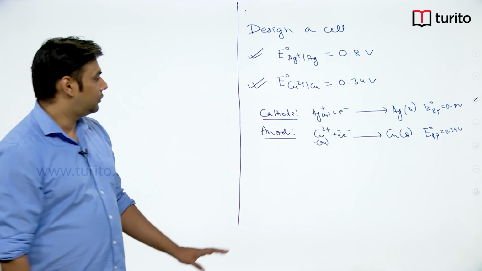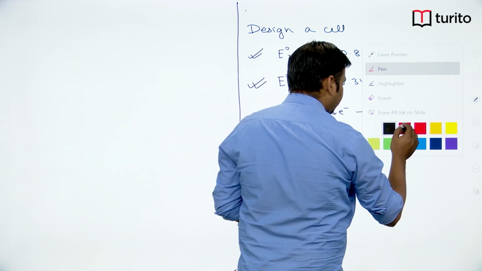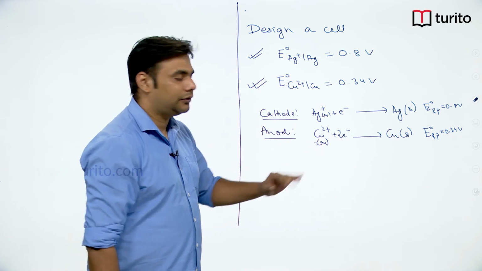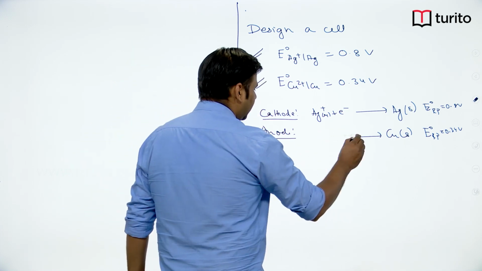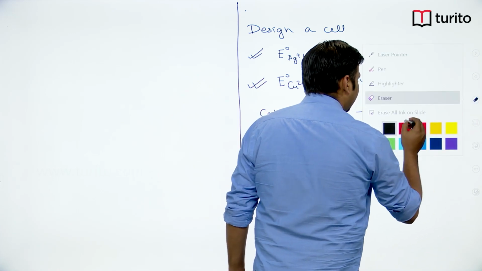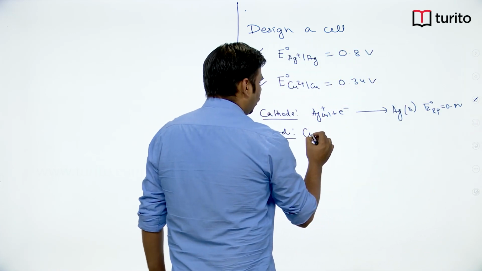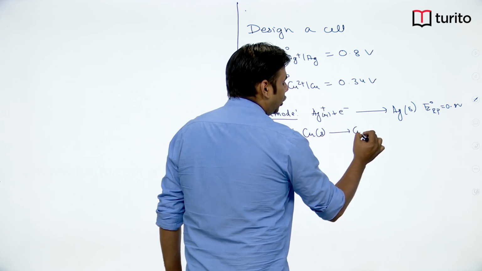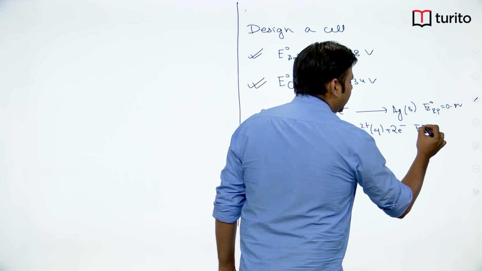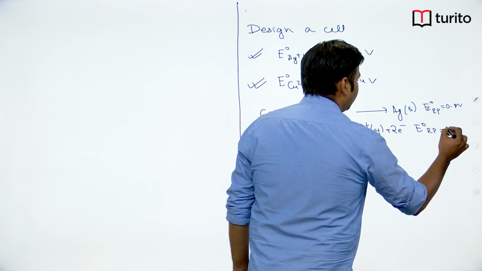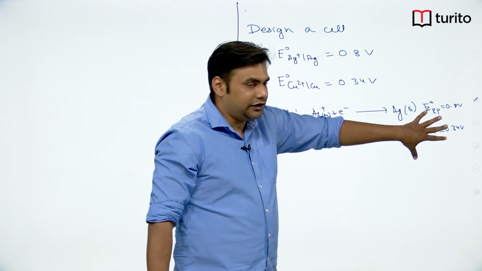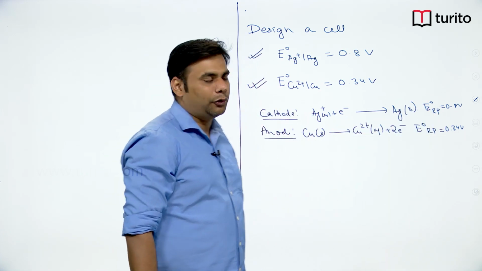Okay, so because we have to write the oxidation reaction. So this is basically the reduction reaction. So I am just going to write the oxidation reaction of copper. Copper solid is oxidizing into copper 2 plus aqueous plus 2 electrons. The reduction potential of copper 2 plus was 0.34 volt. I could have also written this as the oxidation potential of copper, that would be minus 0.34.